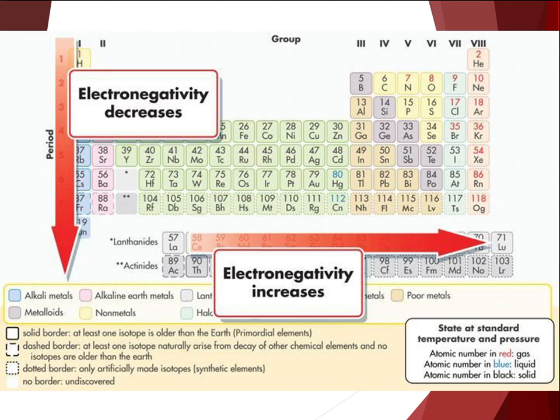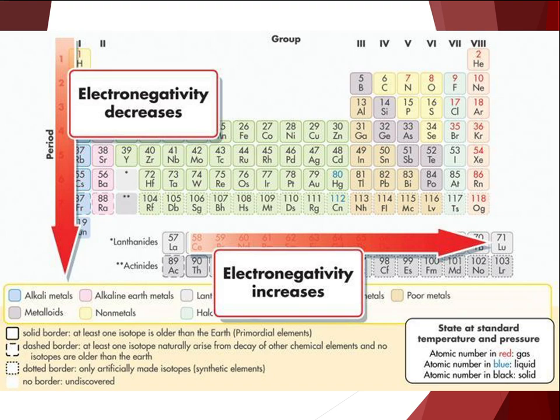As you move down a group, the distance between the nucleus and the outermost electrons increases. Also, more energy levels filled with electrons shield the outermost electrons from the nucleus. Both factors decrease the effective nuclear charge experienced by those outermost electrons. This decreases the positive pull of the nucleus on the electrons, which decreases the element's electronegativity.